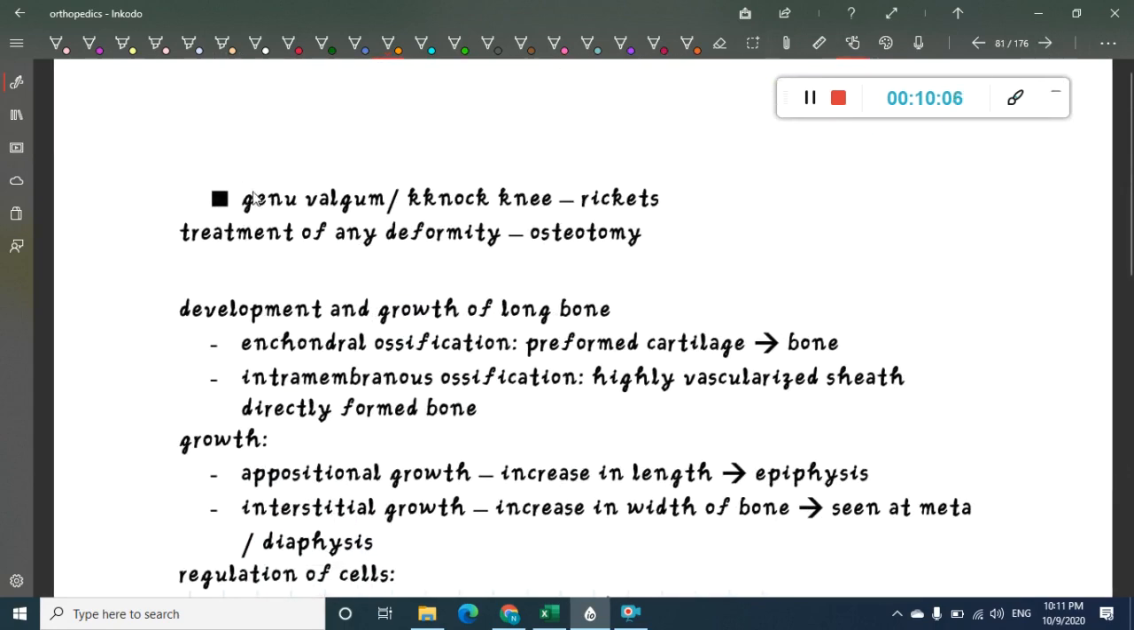Then genu valgum or knock knee is seen mainly in rickets. So genu varum is seen in three diseases: rickets, osteoarthritis, and Blount's disease, whereas genu valgum or knock knee is seen only in rickets. Either genu varum or genu valgum or any type of malalignment, the only way to treat the disease is doing an osteotomy. Fine. Next.